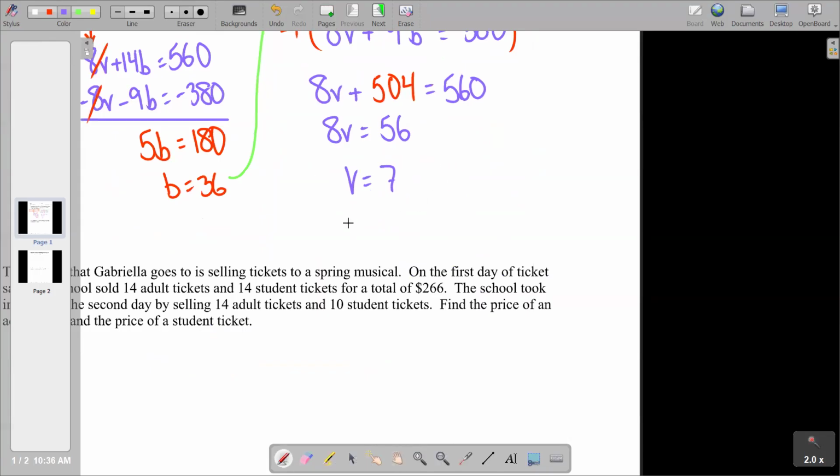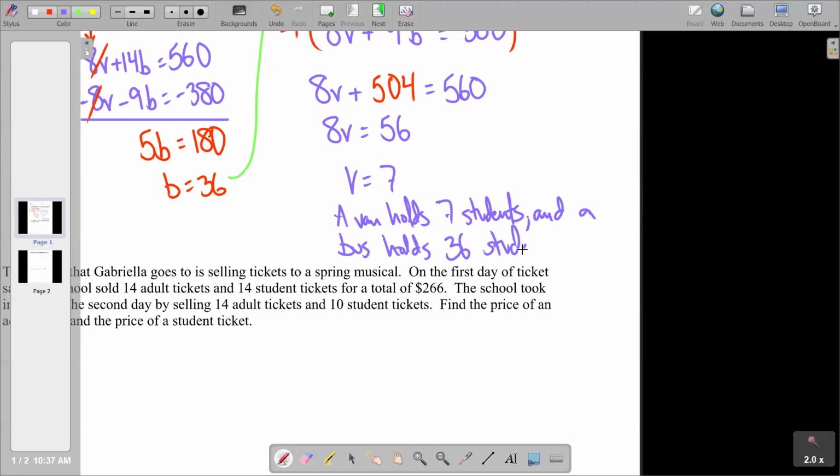So I would say something like this. I would say a van holds 7 students, and a bus holds 36 students. That concludes the 4-step process.